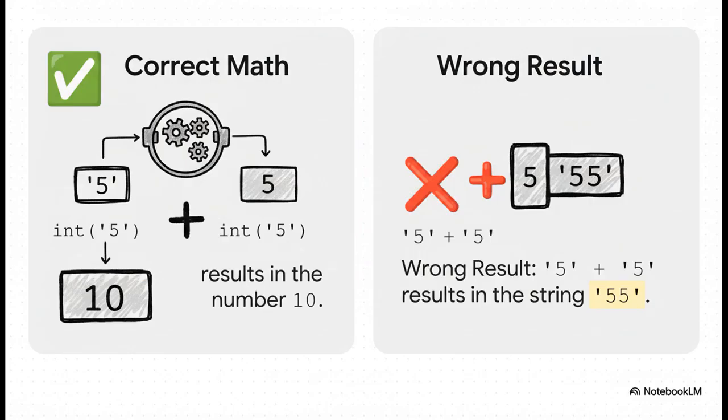So why is this such a big deal? Well, this is why. If you try to add the string "5" to the string "5," Python doesn't pull out a calculator. It does something called concatenation. It just smooshes the text together, so you get the string "55." Definitely not what you want if you're building a calculator. To get the real answer, 10, we first have to tell Python to treat those strings as actual numbers.